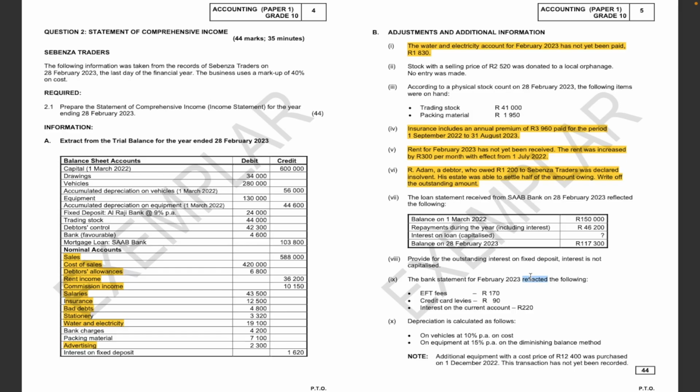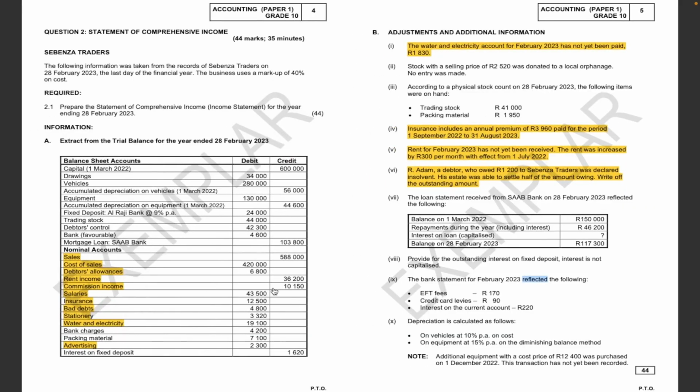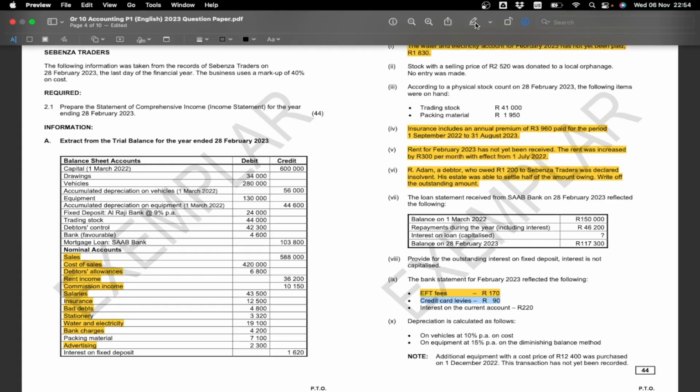So the only bank charges we have here is the 170 rand plus 90 rand, and of course we're going to add it to this 4,200 rand that we are given in the trial balance. So it's 4,200 plus 170 plus 90, and that gives us an amount of 4,460 rand, and we're done with bank charges. Now the only confusion you might have there, or a common mistake that is made, is to add all three, including the interest on current account. Remember, interest has to be recorded as interest and not necessarily as part of bank charges. So let's highlight that, and I'm not going to highlight the interest yet because I've not taken it into account.